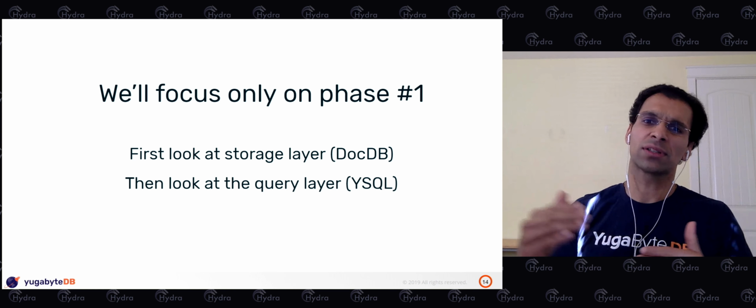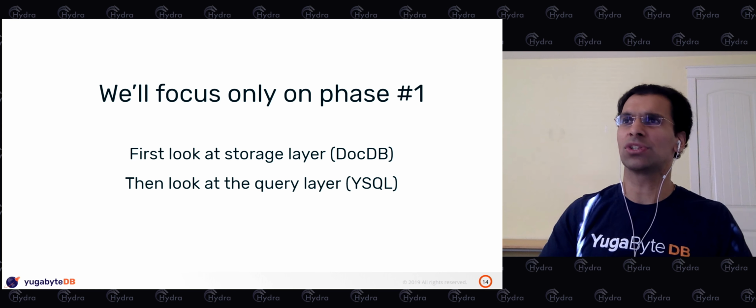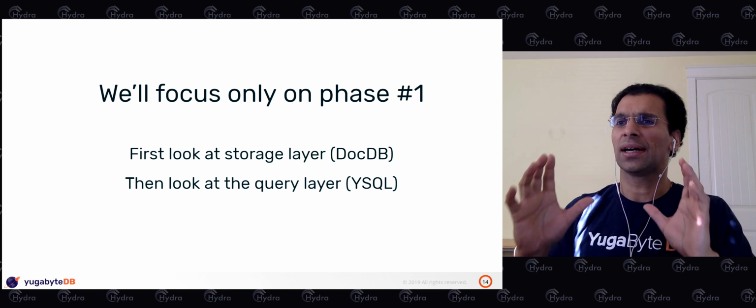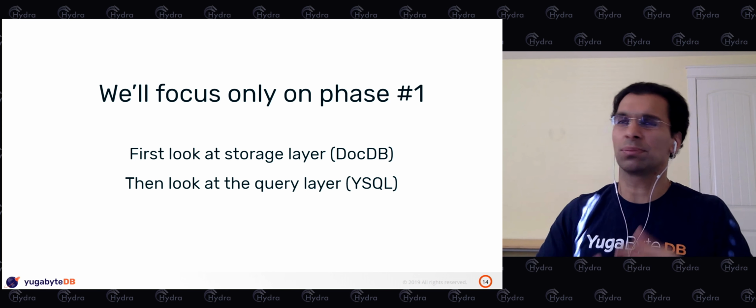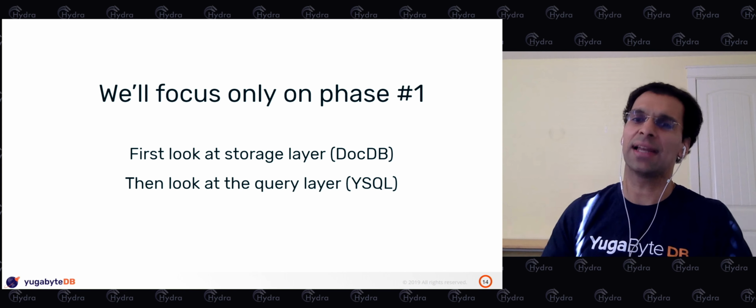And so we talked about the two layers. So first, we're going to look at the lower layer called DocDB, which is the distributed storage layer, and then look at the upper layer, YSQL, which is the PostgreSQL derived layer that drives the queries and handles all of that stuff.